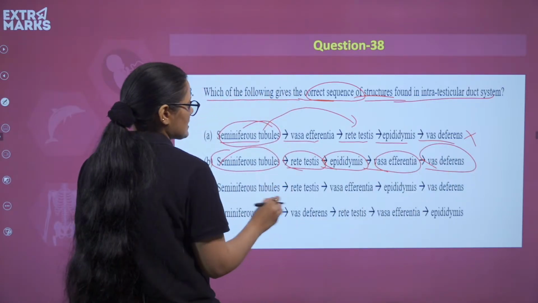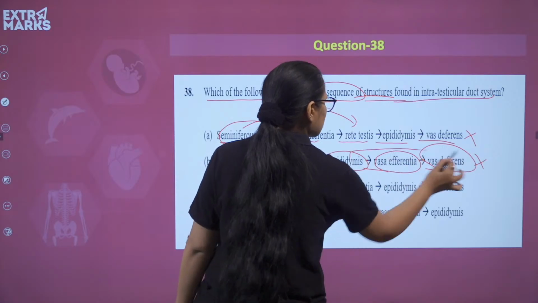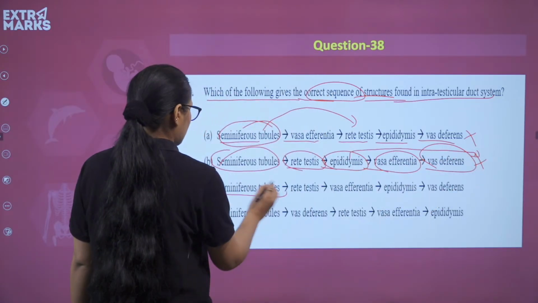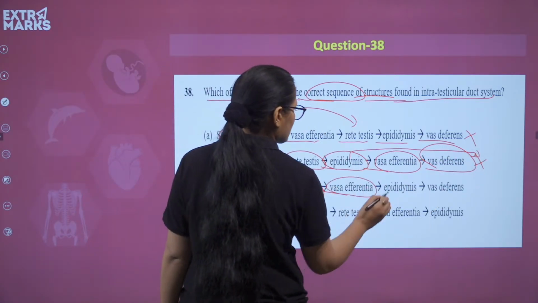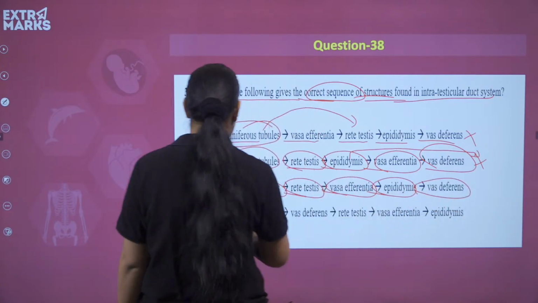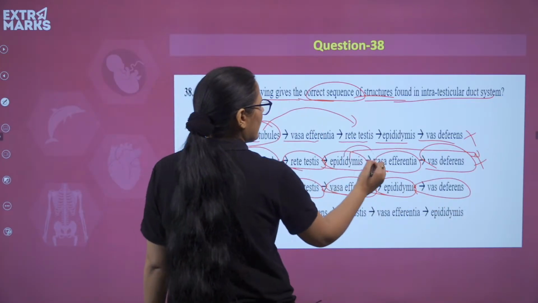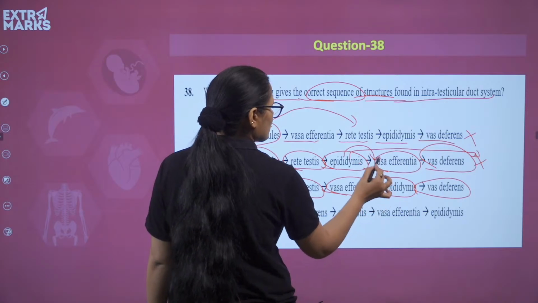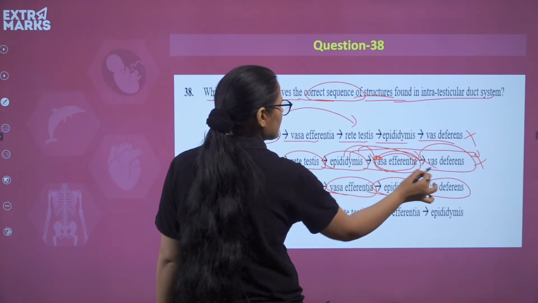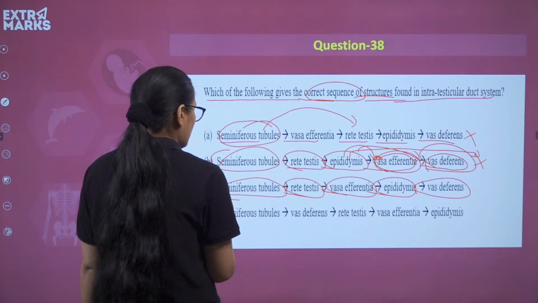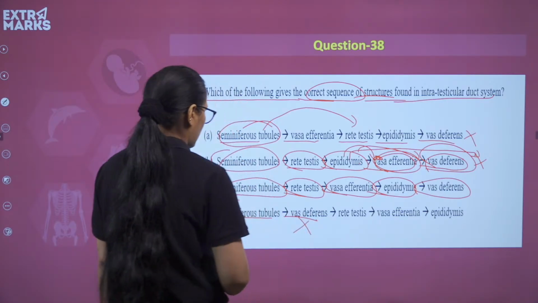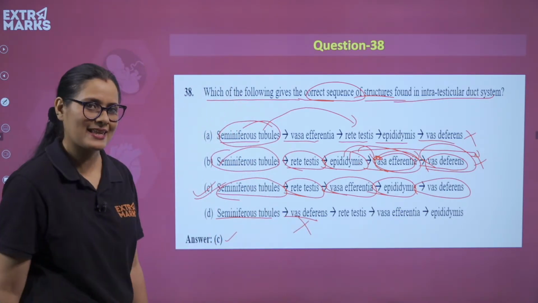Seminiferous tubules, rete testis, epididymis, vasa efferentia and vas deferens. This is incorrect because epididymis comes afterwards. Seminiferous tubules, rete testis, vasa efferentia, epididymis, vas deferens is the correct answer, and this is missing. It will come here. So first of all vasa efferentia comes, then epididymis and then vas deferens. Seminiferous tubules, vas deferens, it is wrong here only. So the answer is option C.